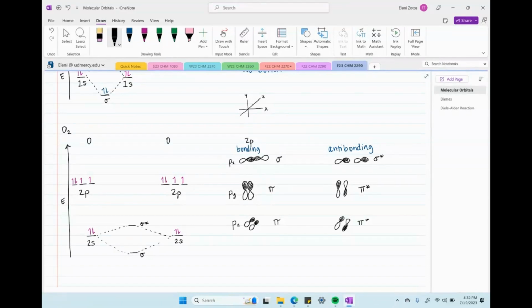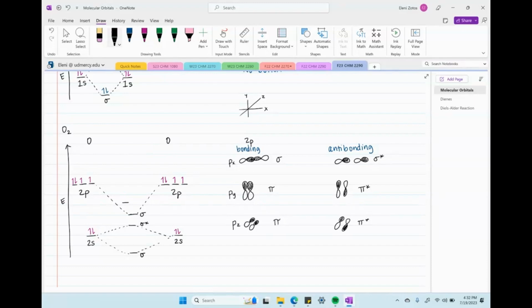And we can use all of that to now fill in the molecular orbital diagram for O2, for dioxygen. We are going to put the Px sigma bonding orbital as lower energy than the 2p. And the sigma p molecular orbitals are also different energy from the pi molecular orbitals. For oxygen, we'll have the sigma a little bit lower energy than the pi molecular orbitals.